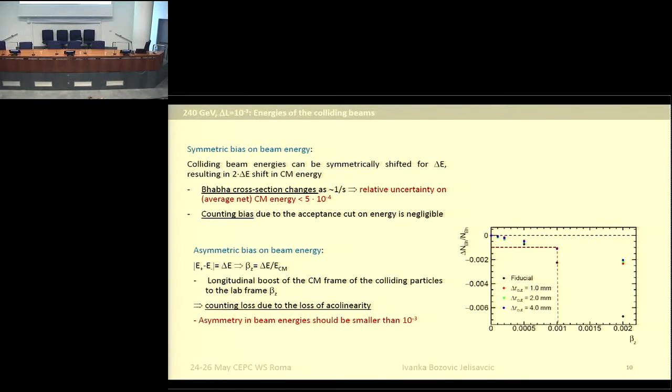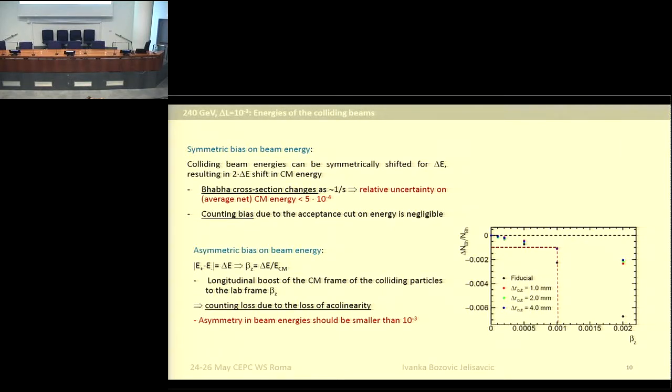Asymmetric bias on beam energy would cause a longitudinal boost of the center of mass frame of the colliding particles, giving some relativistic velocity beta with respect to the lab frame. Effectively, it is equivalent to a loss of counts.